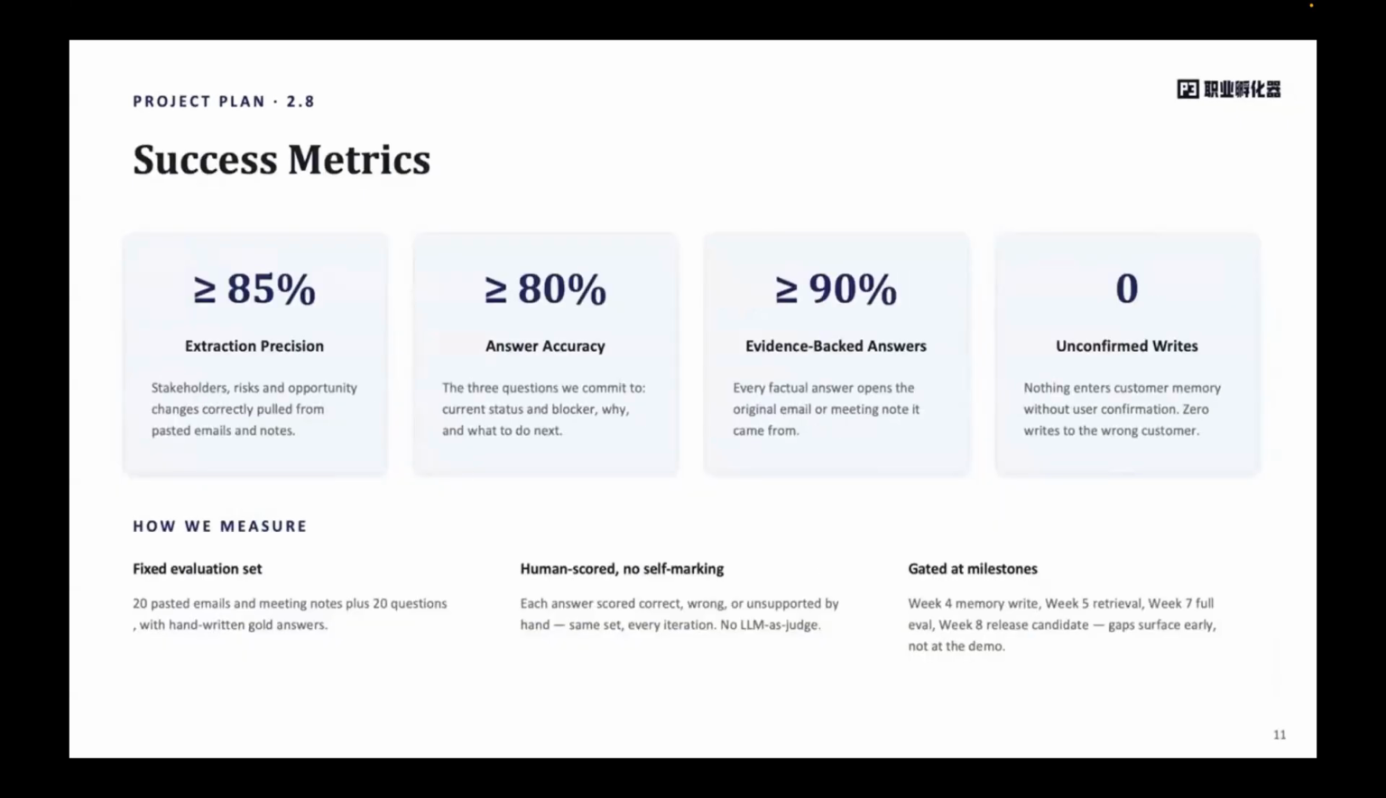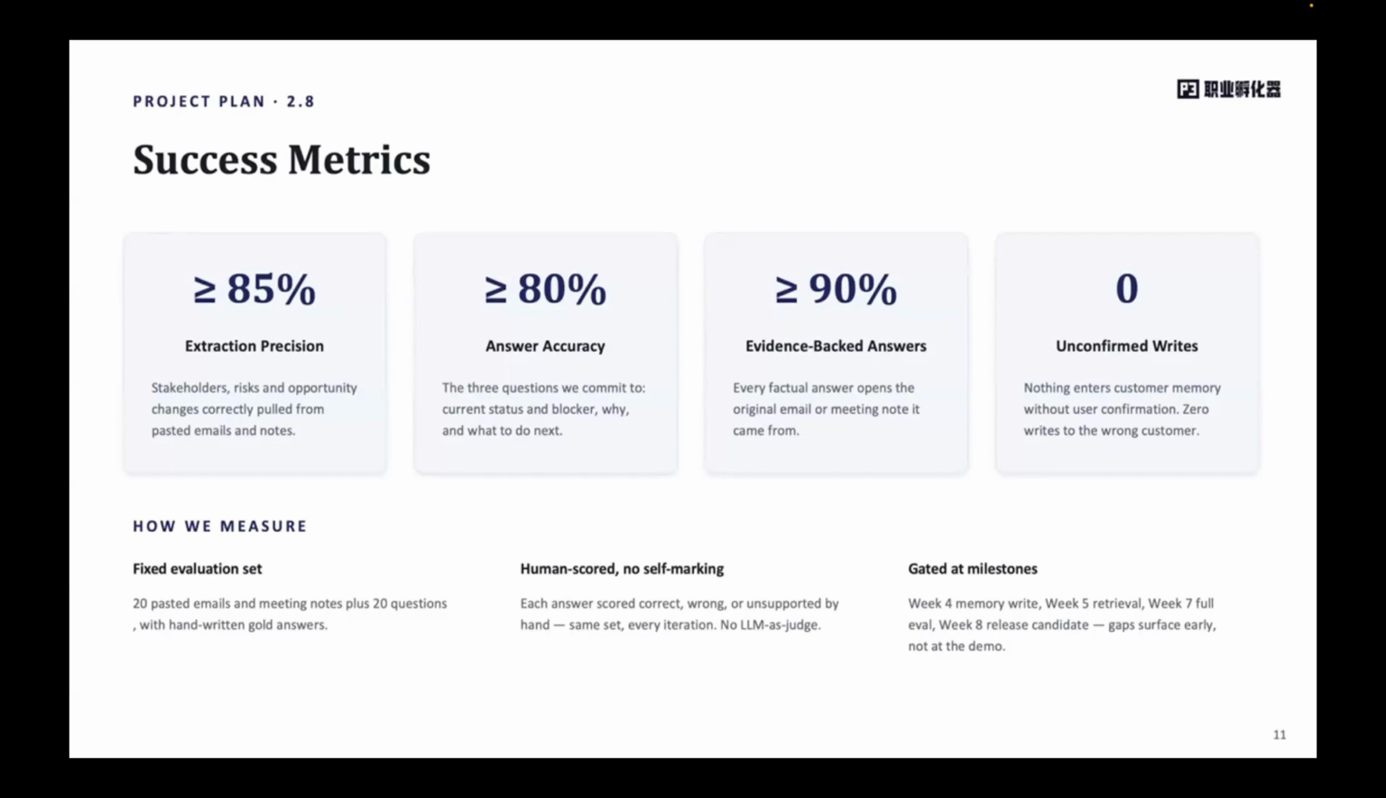Finally, how can we know this project works? We design our metrics backwards from where a system like this actually fails. First, abstraction. For example, the email or the meeting note are stored as the raw data in tier 3. So nothing is lost there. The risk is what we extract from it into tier 1, like the stakeholders, the date, the risk, and where the opportunity stands. So at least 85% of that has to be correct.